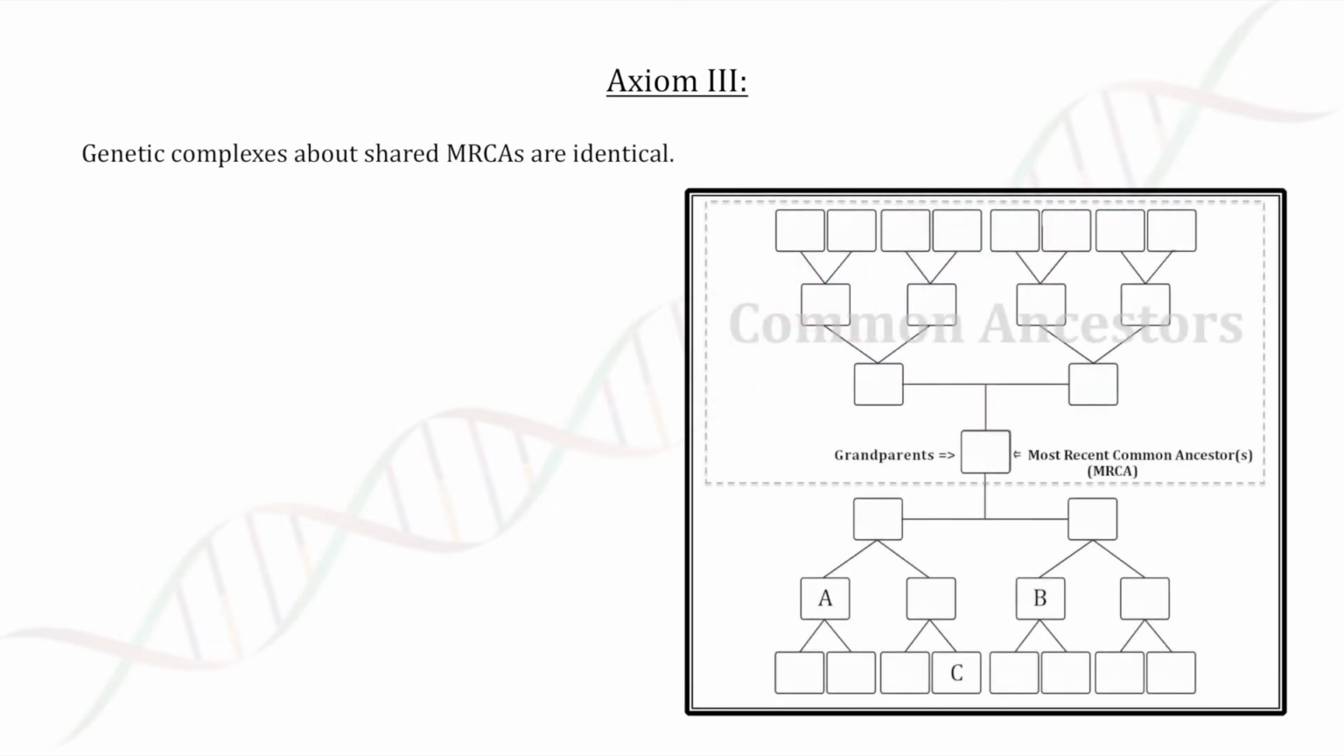Axiom 3. Genetic complexes about shared most recent common ancestors are identical. Therefore, the complex about the most recent common ancestor of A and B is identical to the complex about the most recent common ancestor of B and C, which is also identical to the complex about the most recent common ancestor of A, B, and C. Each of these complexes is distinct from the complex about the most recent common ancestor of A and C.